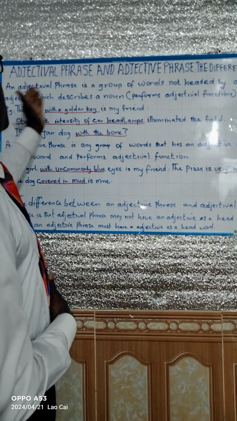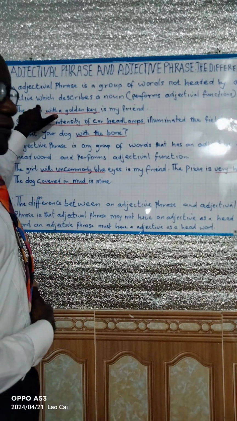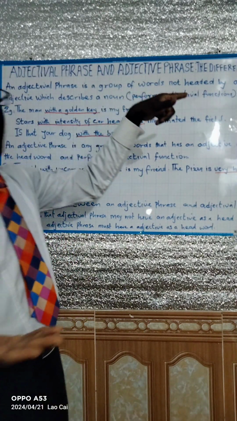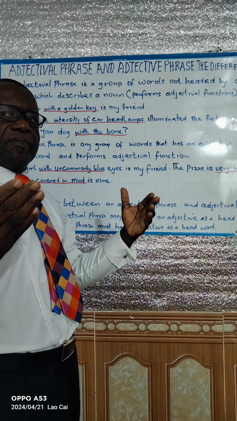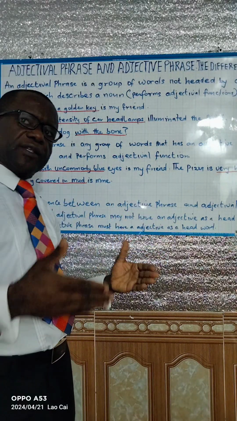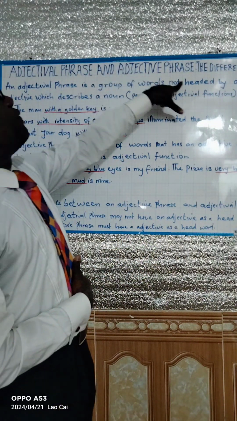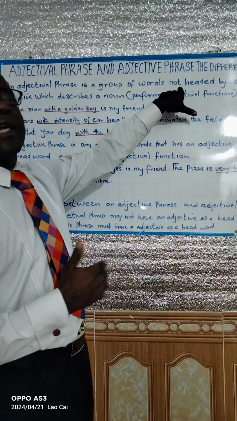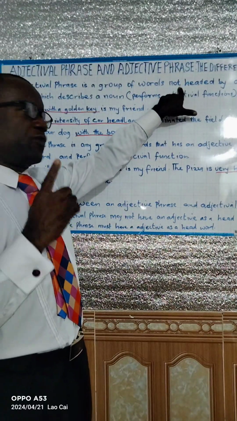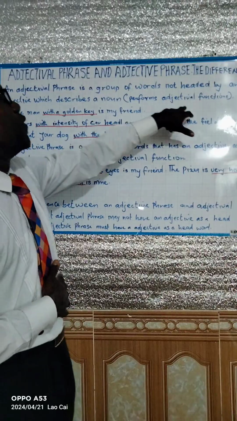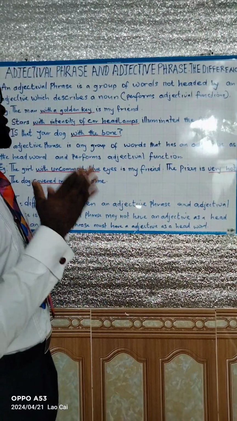Now, an adjectival phrase is a group of words not headed by an adjective which describes a noun or which performs an adjectival function. Of course, we know that adjectival function simply means qualifying a noun or a pronoun. So any group of words that doesn't have an adjective as a head word, don't forget, no adjective as a head word, but performs that adjectival function, such group of words can be described as what? Adjectival phrase.